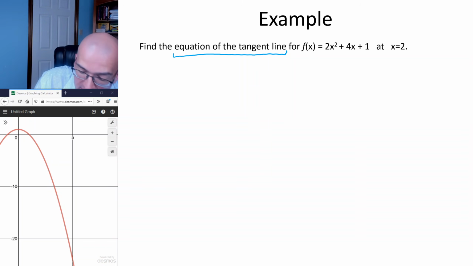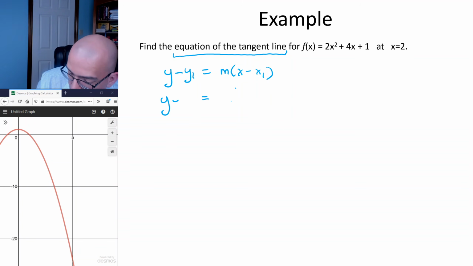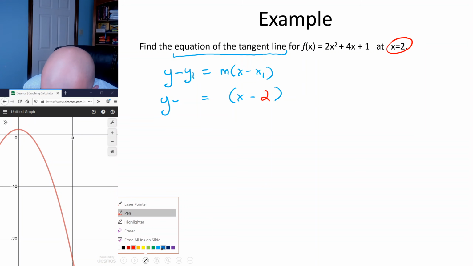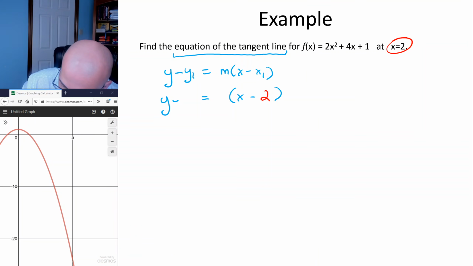So finding the equation of the tangent line means you're going to have y minus y1 is equal to m times x minus x1. You have to have all the stuff to plug in here. Now, one of these items is free. That's the x coordinate of interest, which we'll use for x1. What we don't have for free is m, the slope, and y1, the y value of the function at the target x value. So we'll get those next.